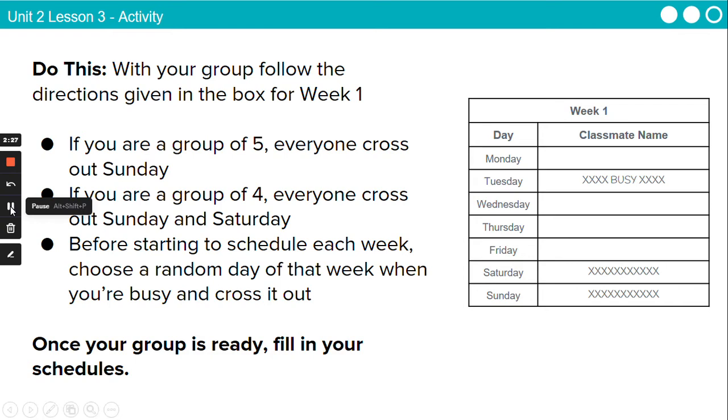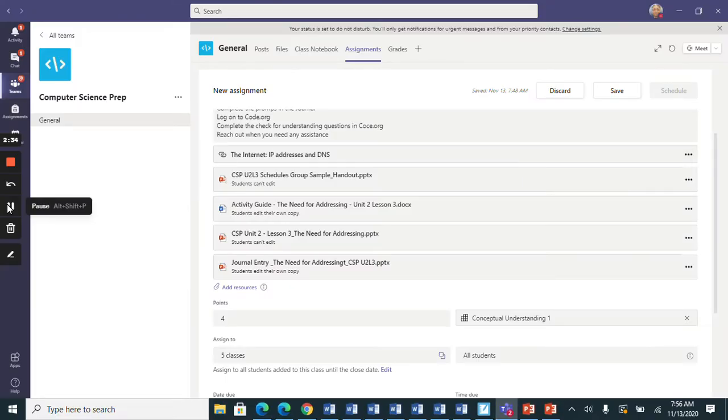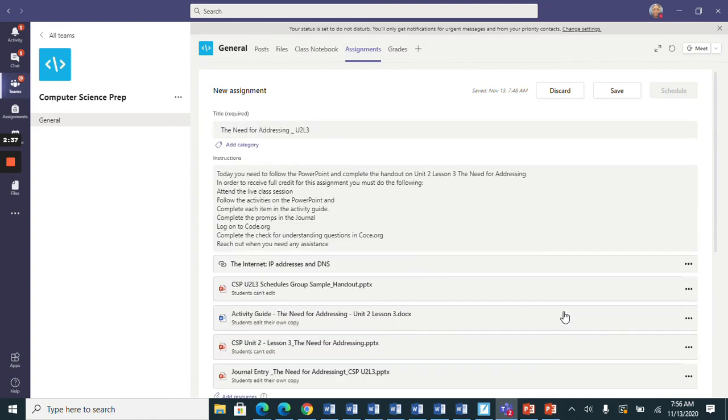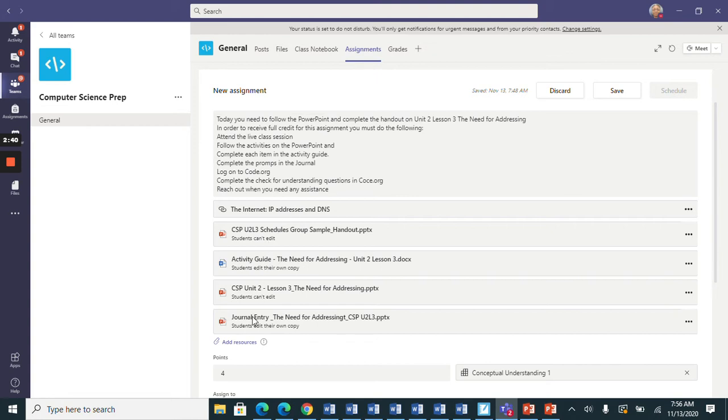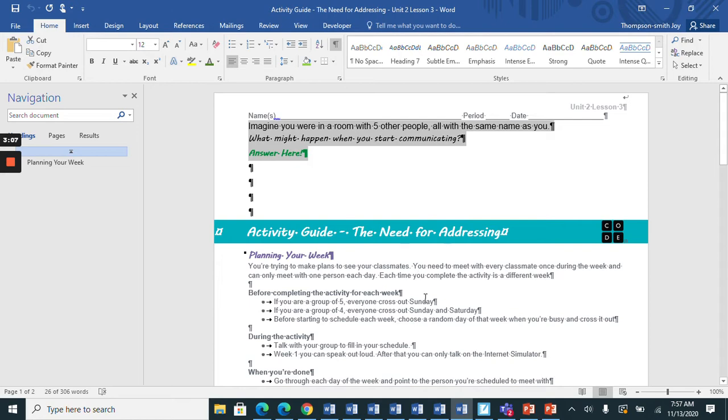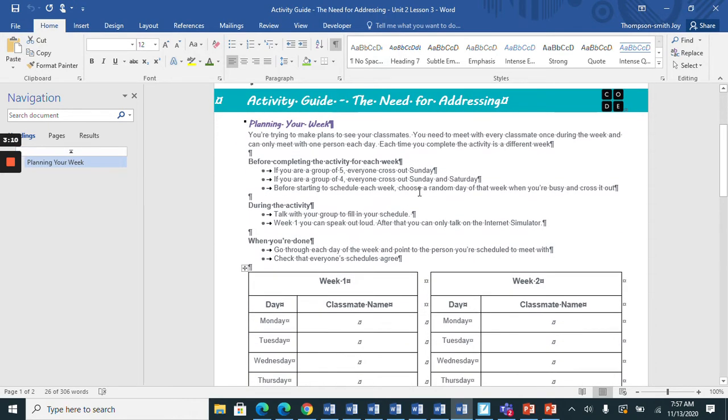Where do we find the activity guide? It's in your Teams folder there. So here we are on Teams, and we have our lesson instruction, and we have these files here. Okay, so the journal is what we did our prompt in, and this is what we're working through. And here is the activity guide. It says activity guide, so that's what you're opening, and when you click on it, it will open. This is what you see when you open it. Okay, the need for addressing, and same instruction that you were given there.